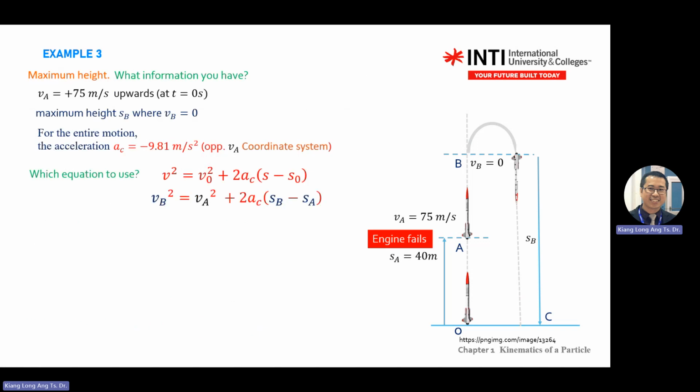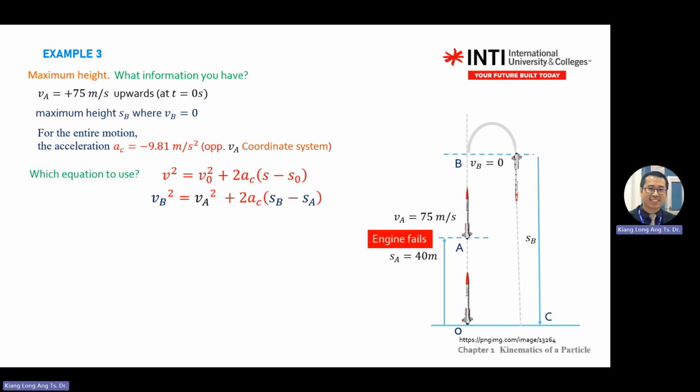Okay, so we continue to use this. We look at from here to here, right? Here to here is nothing to solve. What you want to find is how far it travels from here to here, because here to here is 40 meters. We no longer need to solve O to A. We want to solve from A to B. So change the equation a little bit.